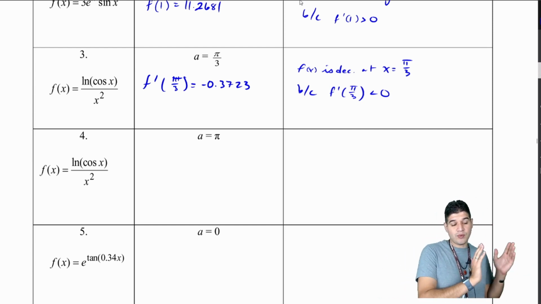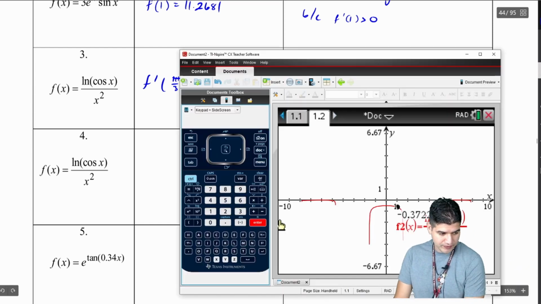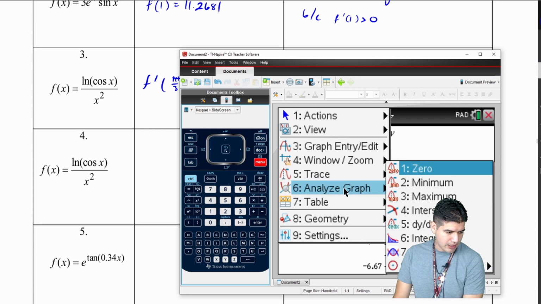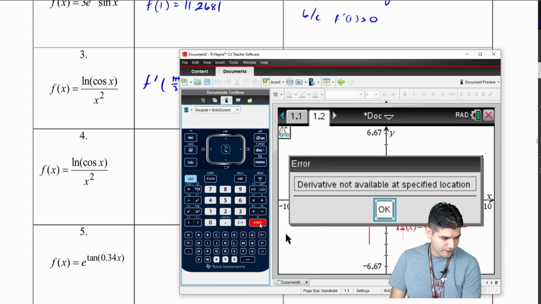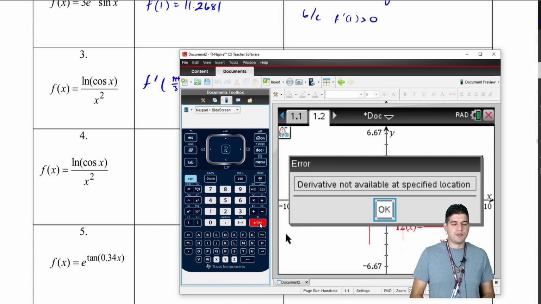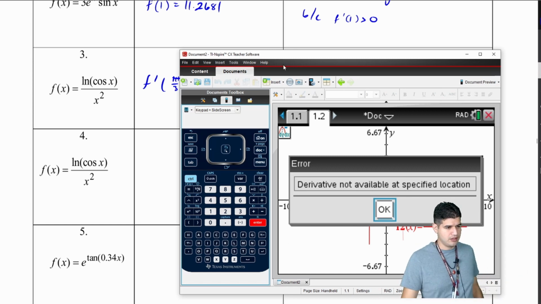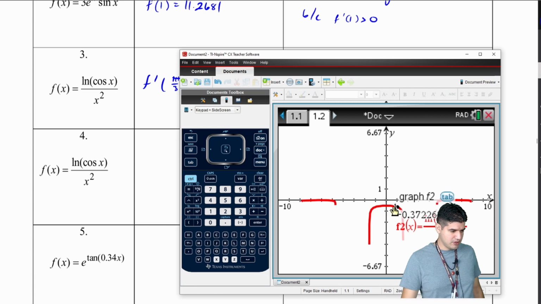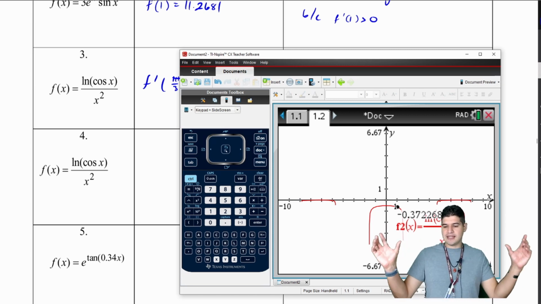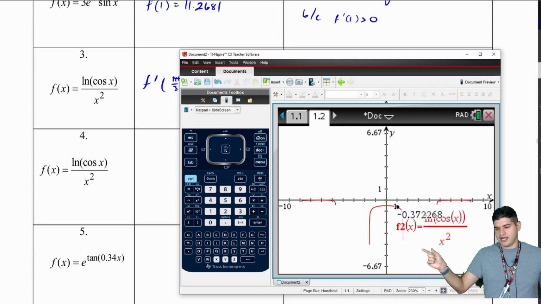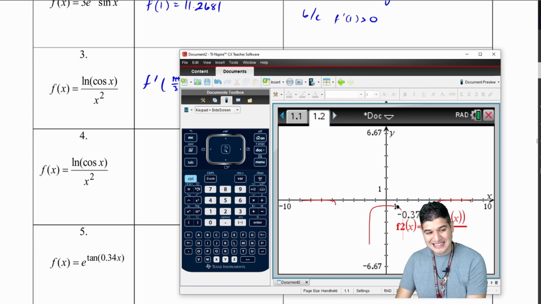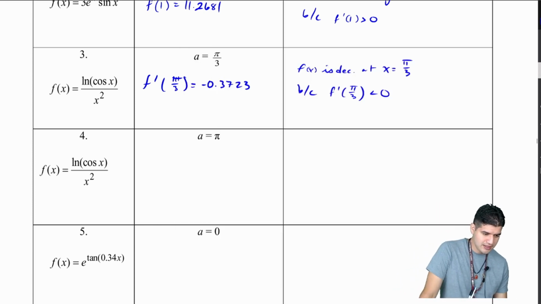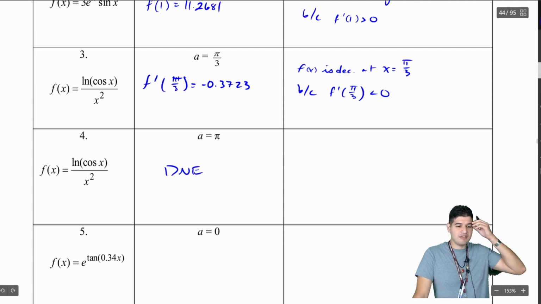So we've got another one where we're going to want to find this at pi. So I can just pull up my graph again, and we're going to go to menu. You're going to go analyze graph, and we're going to go dy dx, and you're going to find this one at pi. So you just type in pi, and then you hit enter. And it says derivative not available at specified location because it's undefined, okay? And if you're looking at this graph, around 3.14, the graph is not drawn there. You see this gap right here, there's a gap right there, right? And it's even over there on the other side. There's another gap at like negative pi. So the graph is not drawn there, it's undefined, so this does not exist. So f prime of pi does not exist.